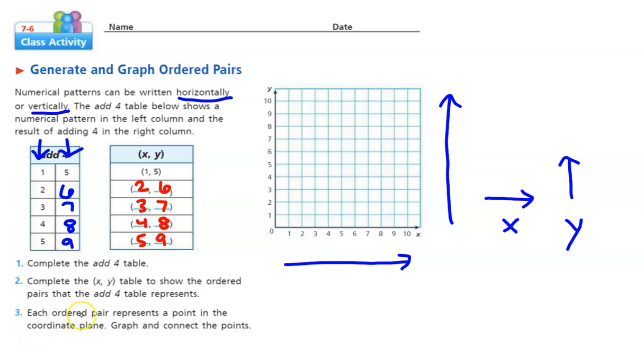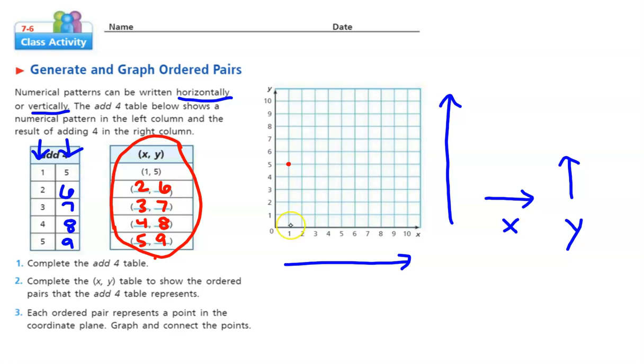So then it says each ordered pair represents a point in the coordinate plane, so graph and connect your points. So all we're going to do is we're going to take these 5 coordinates, and we're going to plug them into this graph. So first one is 1, 5. So I go over first. You have to run before you can jump. So I'm going to go over 1 and then up 5, make a little dot.